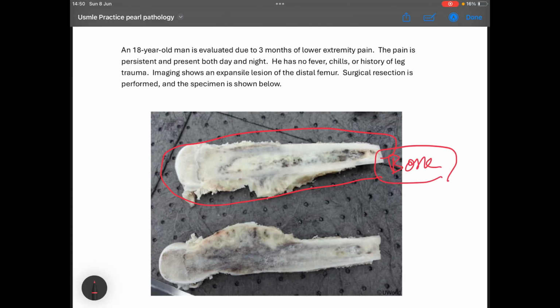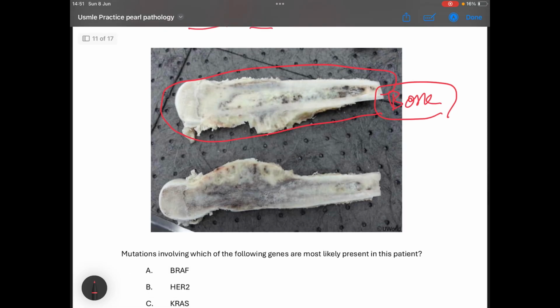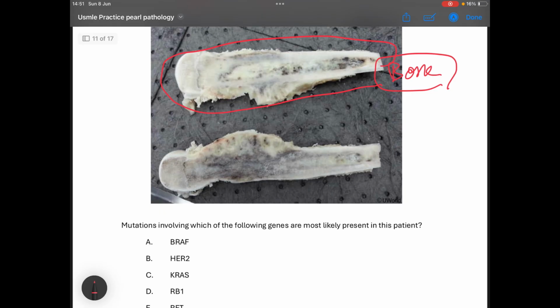Okay, so first we have the question: an 18-year-old man is evaluated for 3 months of lower extremity pain. The pain is persistent and present both day and night. He has no fever, chills, or history of leg trauma. Imaging shows an expansile lesion of the diaphysis. Surgical dissection is performed and the specimen is shown below. A mutation in which of the following genes is most likely present in this patient?